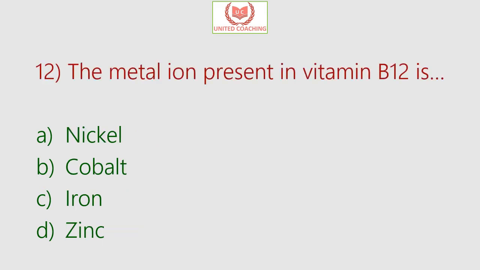Our next question is, the metal ion present in vitamin B12 is? So is it nickel, cobalt, iron or zinc? So the answer is cobalt. Vitamin B12 is also called cobalamin, because it contains a metal ion, that is cobalt, and this makes it the largest or most complex vitamin of all, and it can only be synthesized by bacteria, and therefore it is mainly present in animal products. So the answer over here for the metal ion in B12 is cobalt, and that is why it is also known as cobalamin.